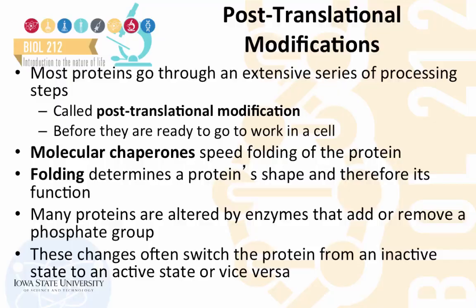After translation is complete, most proteins go through an extensive series of processing steps called post-translational modification before they're ready to perform work within the cell. Proteins called molecular chaperones speed the folding of proteins. This folding determines the protein's shape and therefore its function. Many proteins are altered by enzymes that add or remove a phosphate group. Changes like these often switch the protein from an inactive state to an active state or vice versa.